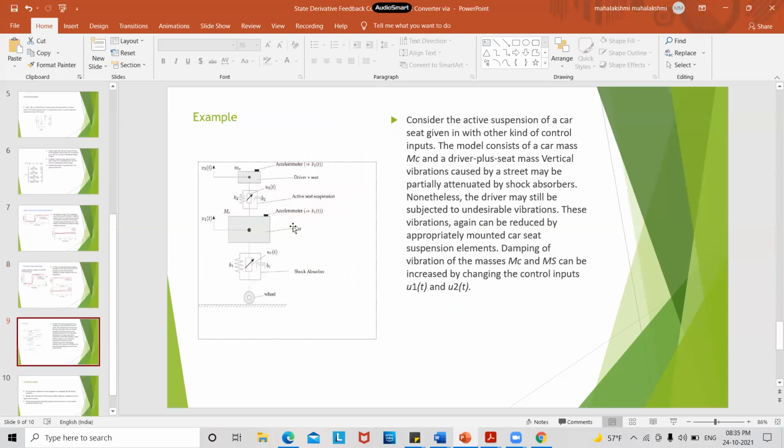Yes, for the example of this system, let us consider the active suspension of a car seat, which is given with other kinds of control inputs. The car mass is MC, and the driver plus seat mass. Vertical vibrations caused by a street may be partially reduced by shock absorbers. Even so, the driver still feels some undesirable vibrations, and these vibrations can be reduced by mounting suspension elements on the car seat. Damping of the vibrations of these masses, that is MC, the mass of the car, and MS, the seat mass, can be increased by changing the control inputs that are U1(t) and U2(t).